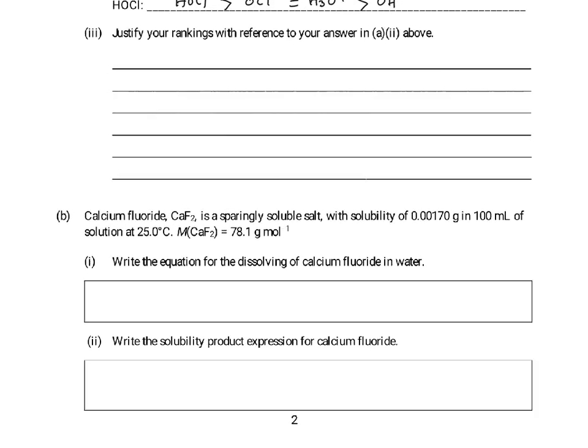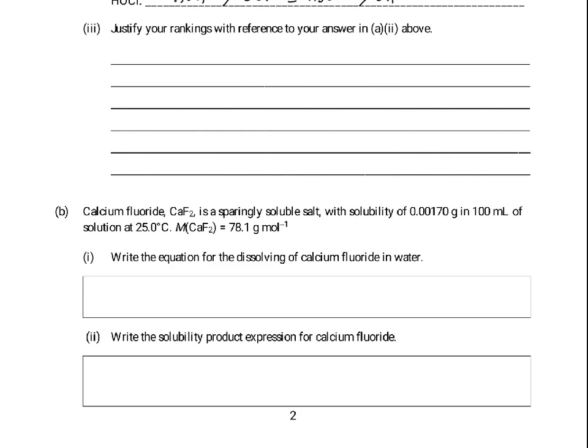So on to part B. Calcium fluoride is a sparingly soluble salt. Write an equation for the dissolving of calcium fluoride in water. So when calcium fluoride dissolves in water, we always use an equilibrium arrow to show this. You form calcium 2 plus ions and 2 fluoride ions.